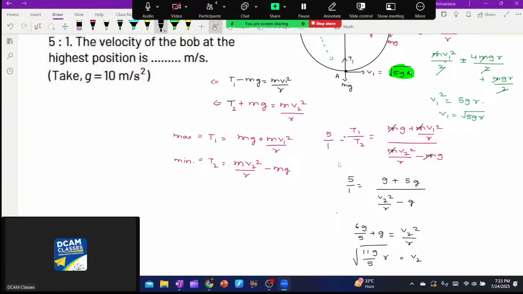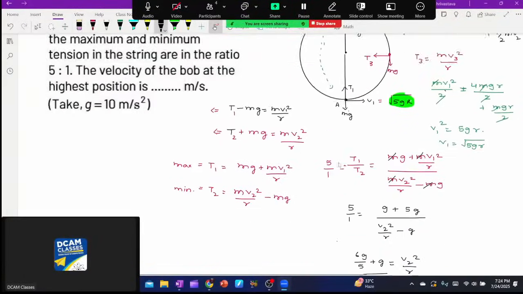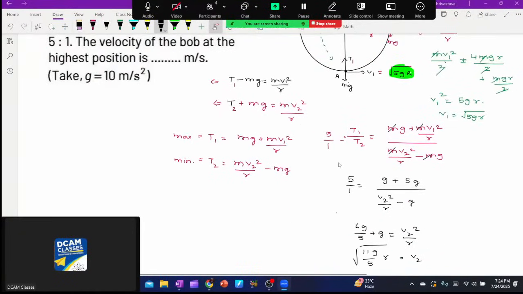What are we doing wrong? They're saying the answer is 5 meters per second. The ratio maximum to minimum is this one, 5 by 1. mg plus v1 is 5gr.